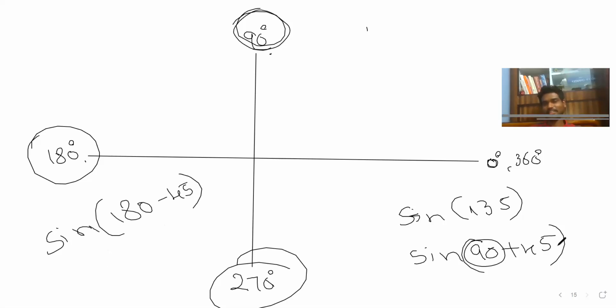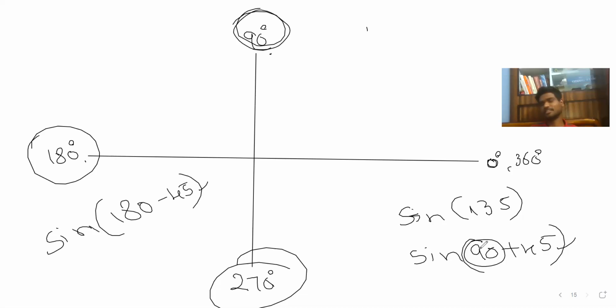Either you can take sine of 90 plus 45 or sine of 180 minus 45. You can take it either way and you'll get the same answer. No worry. So after taking 90 plus 45, what will I do?